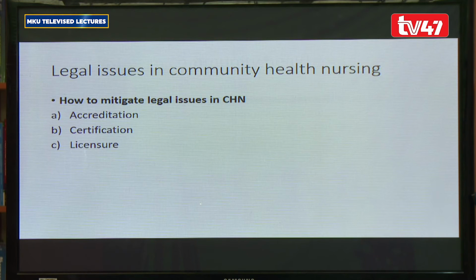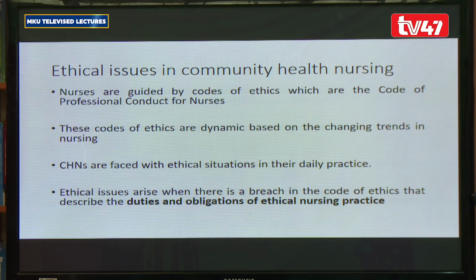Let's look at how to mitigate legal issues in community health nursing. One, ensure that there is accreditation of the training institution. Then you get a certificate. Once you qualify as a nursing student, you will sit for the licensing exam, you will get your license and your certificate.